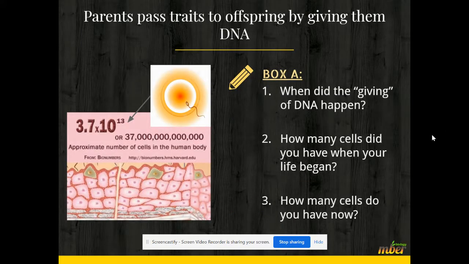So, as you should know already, parents pass traits to offspring by giving them DNA. So your parents, each of them gave you a portion of their own DNA. So try and answer this. Box A, when did the giving of DNA happen? Okay, what had to have happened for you to get that combined DNA? Hint, hint, what's happened over here?